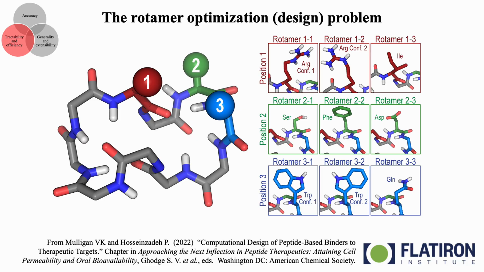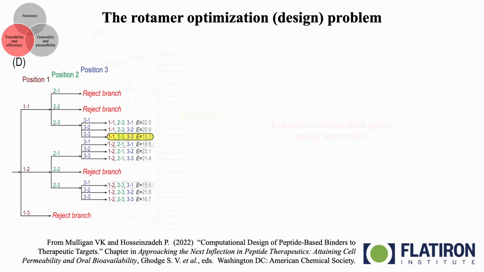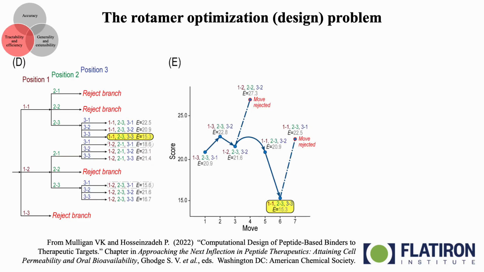You could try it by exhaustive enumeration, but the number of combinatorial possibilities rapidly grows intractable as the number of positions or the number of possible building blocks grows. You can do it by branch and bound methods, where you reject branches of the decision tree. This makes slightly larger design problems tractable, but it still rapidly grows intractable. So what we found works best is Monte Carlo methods, where we do kind of a drunkard's walk through all the possibilities, and pretty quickly we find a good possibility, but we sacrifice any strong guarantee of finding the very best possibility.